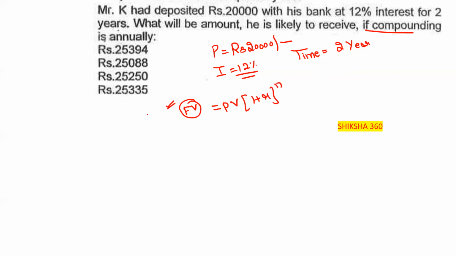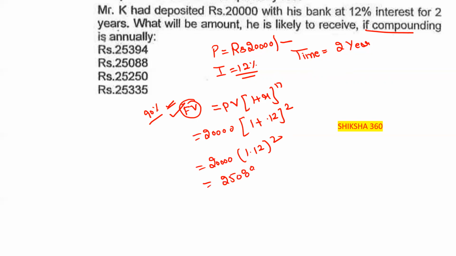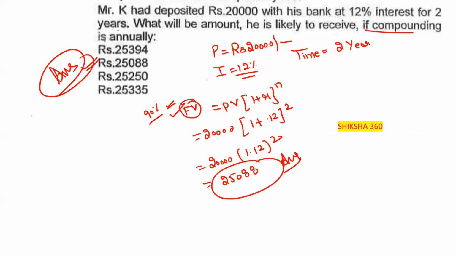I will say that in 90% of the questions you will have to apply this formula. Clear? So present value here is 20,000 into (1 plus 0.12) power 2. So 20,000 into 1.12 power 2. Just 1.12 square into 20,000. So 25,088 rupees. Clear? Directly you have to put in the formula and get the answer. So this one is our answer.